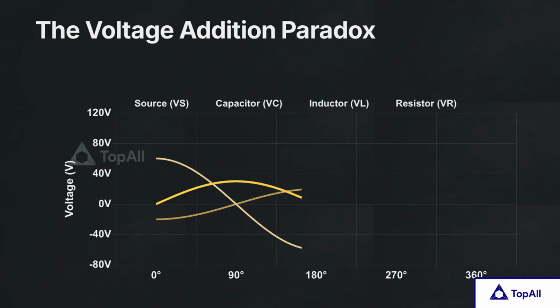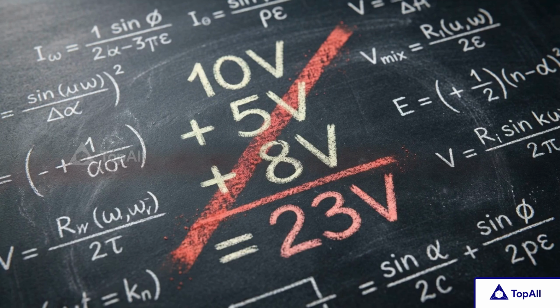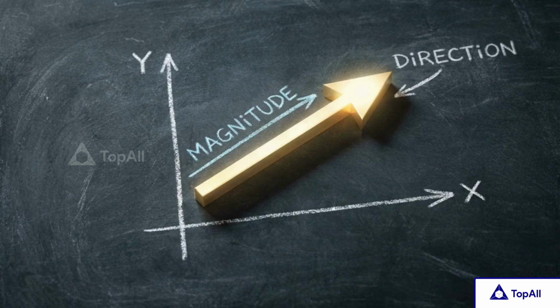This discrepancy occurs because the three components do not reach their peak voltages at the same time. While the voltage across the resistor might be maxing out, the voltage across the capacitor could be hitting zero. Since these voltages are out of sync, we cannot add them together like simple numbers. We have to treat them as quantities that possess both a magnitude and a specific direction in time.